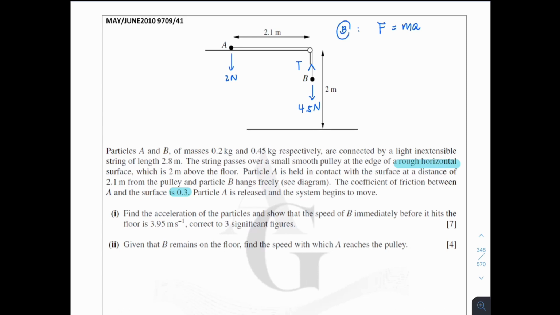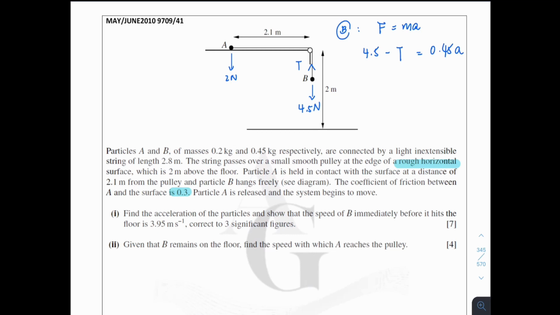Let's form the equation for the particle B now by using F equals ma. Since the B is moving downwards, that means the downward force is higher and stronger compared to the upward force. So to form the equation, it should be the downward force minus the upward force equals ma. In this case, it should be 4.5 Newton minus the tension in the string equals ma. The m is 0.45, so 0.45a. That's the equation for the particle B.